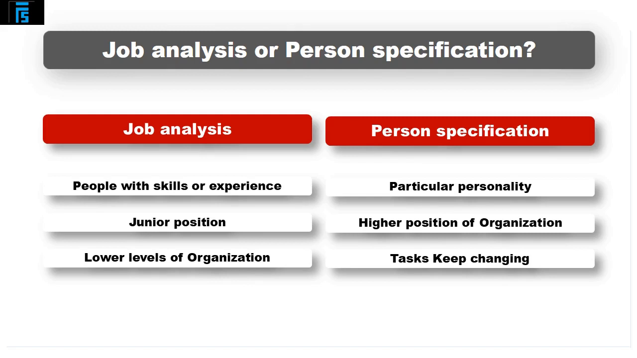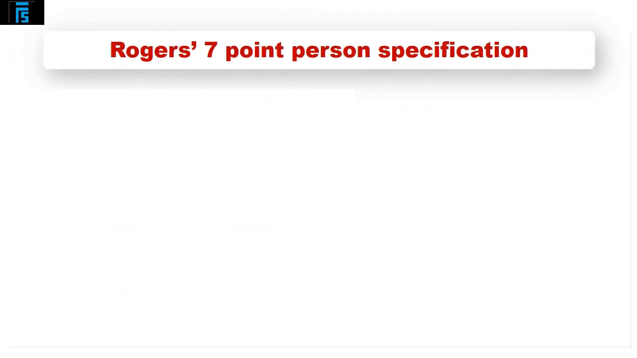So we have already said that there will be times when you want to recruit the correct person. How can we do that? What do we need to look for? Rogers, the first of the writers that we're going to talk about, comes up with 7 different things to look for when you're looking for a personality, when you're looking for a person specification. Some of these will be more important than others depending on what the job is.